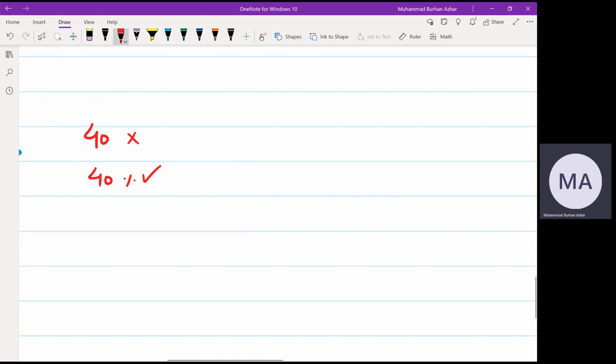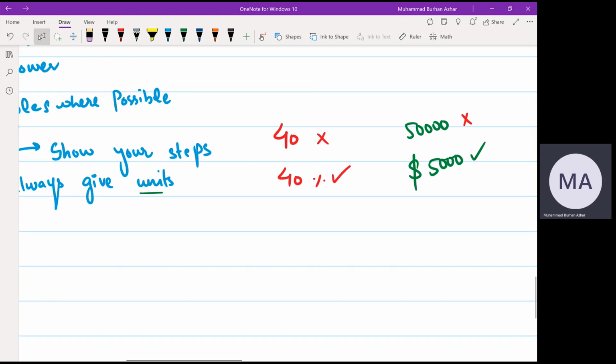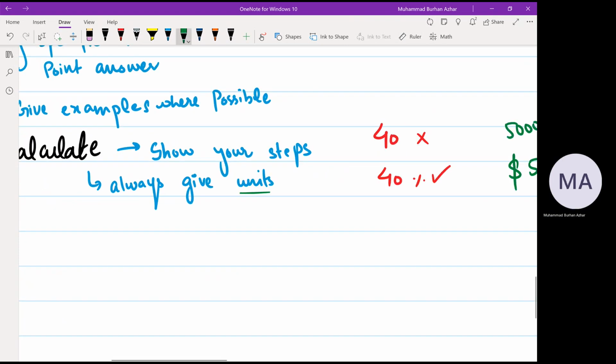ठीक है? Similarly, अगर मैंने सिर्फ gross profit calculate करने को कहा and it comes out to be 50,000, तो ये 50,000 खाली लिखना is wrong. You have to give a dollar sign या फिर euro sign या pound का sign, whatever the currency is specified in the question. So $50,000 लिखना is the correct. So always give the units in which you are calculating.